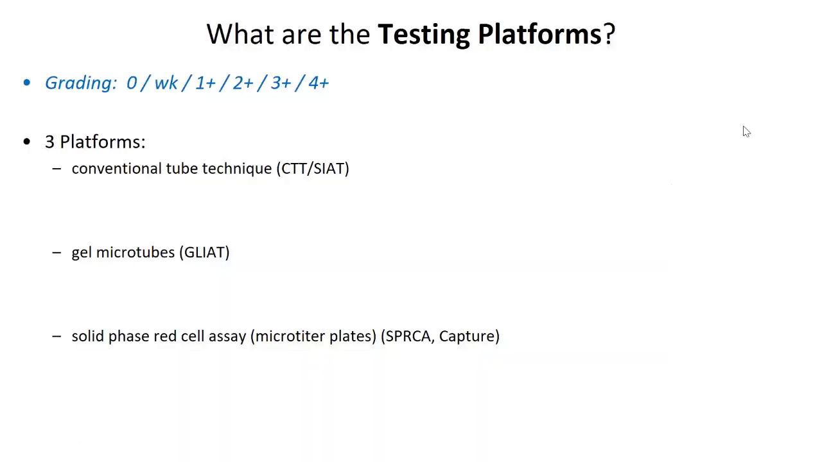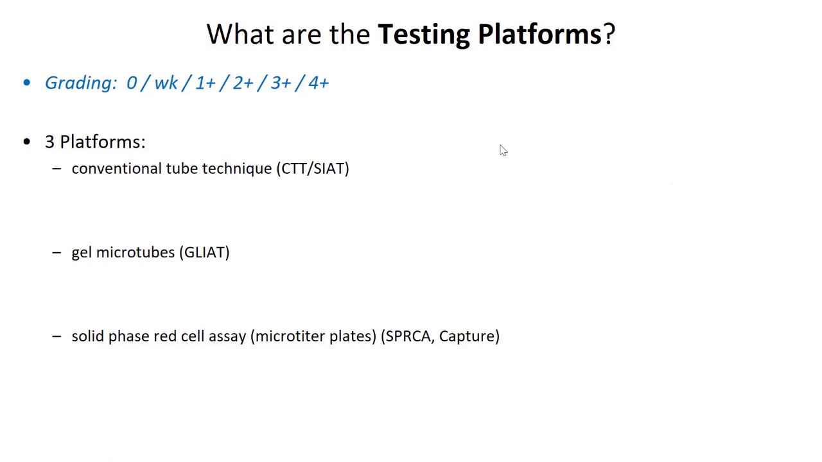Now, what about our testing platforms? Well, first of all, grading is semi-quantitative, and it runs from the notation of 0 for a non-reaction, a negative reaction, to a weak to 1 to 2 to 3 to 4 plus reaction strength, if positive.